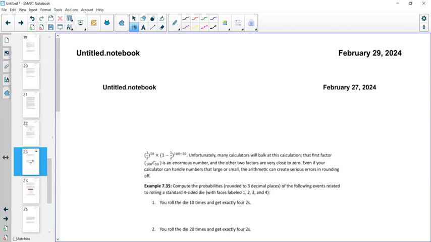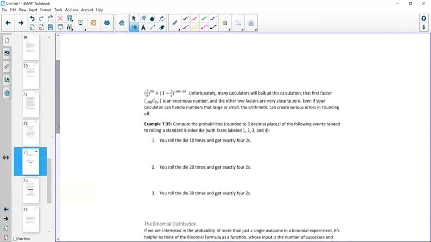Unfortunately, many calculators will balk at this calculation. That first factor is an enormous number, and the other two factors are very close to 0. Even if your calculator can handle numbers that large or small, the arithmetic can create serious errors in rounding, which is why we typically use a table. However, we can do this for smaller numbers.